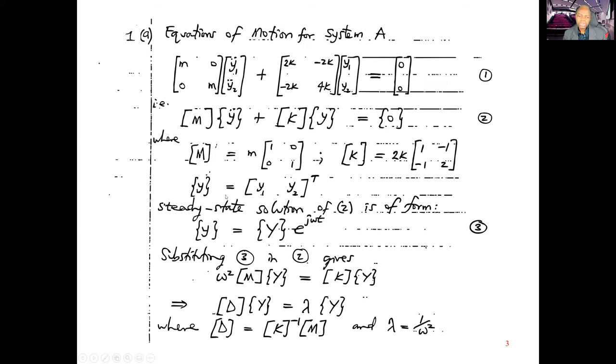Now, the displacement vector y is y1, y2 transpose. The steady state solution of equation two is y equals uppercase Y exponential j omega t. If we differentiate this equation two times and substitute in equation two, we get omega squared M Y equals K Y. If you pre-multiply this equation by K inverse and divide through by omega squared, we can write it as D Y equals lambda Y, where D, the dynamical matrix, is K inverse times M, and lambda equals 1 over omega squared. This is the standard form of the eigenvalue problem.